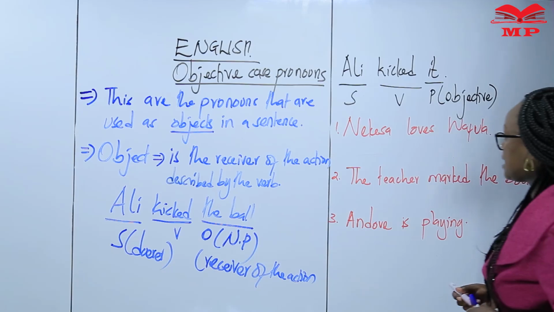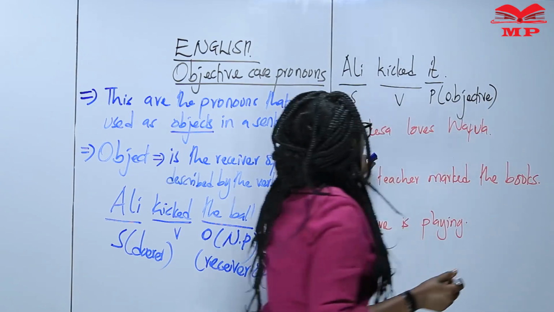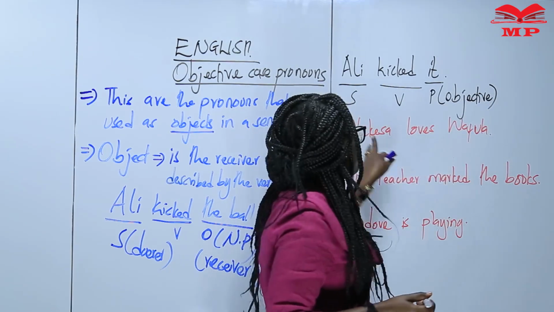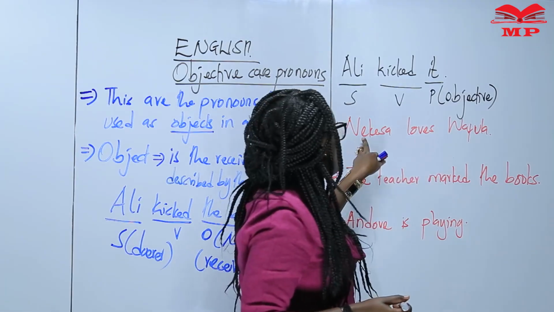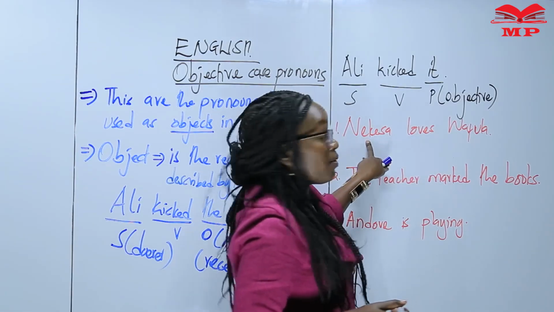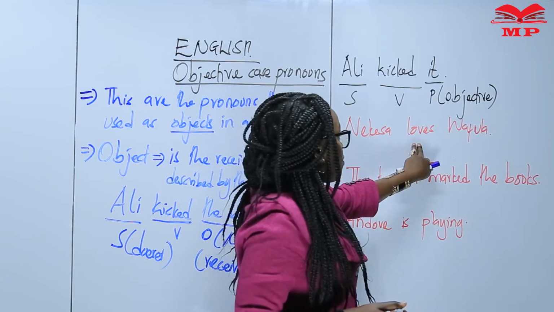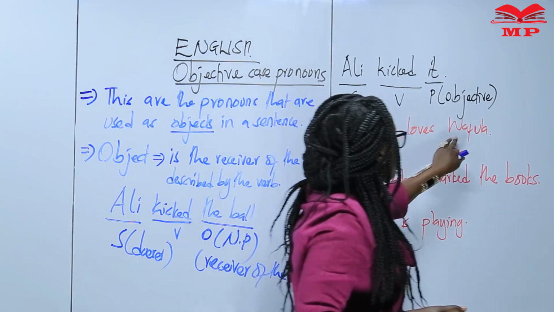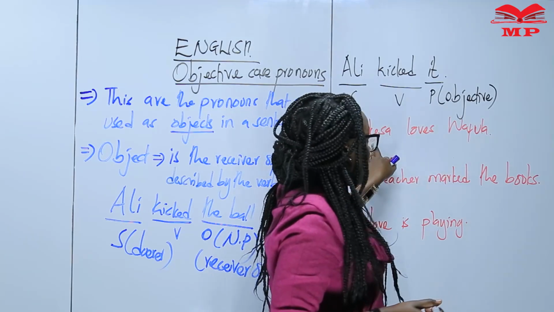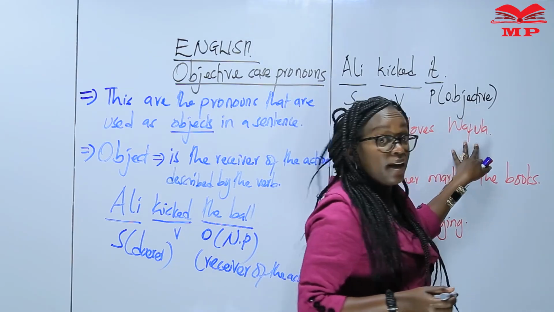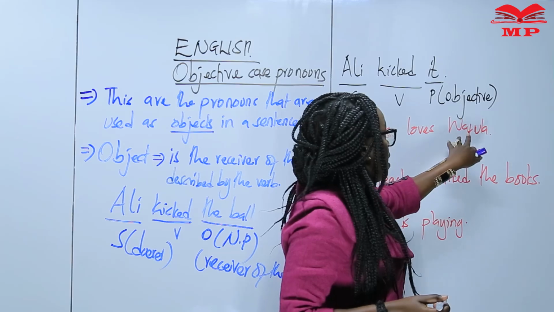Let's look at our first sentence. So here automatically, Nekesa is the one that loves Wafula. So she's the performer of the action that is described by the verb, which is love. Automatically, Nekesa becomes our subject. Loves, of course, is a verb. And then Wafula is the receiver. He's the one that receives love from Nekesa. Therefore, Wafula here is actually our object.